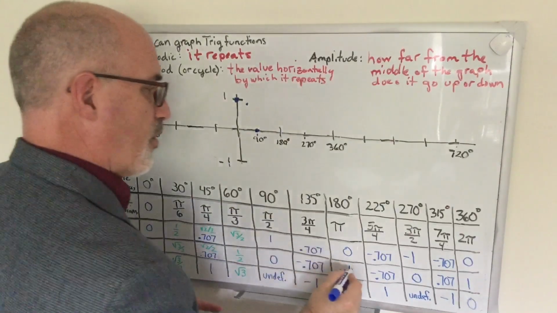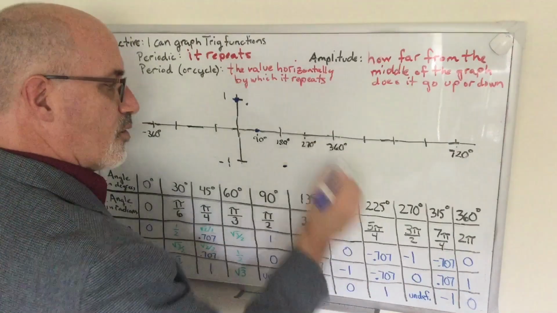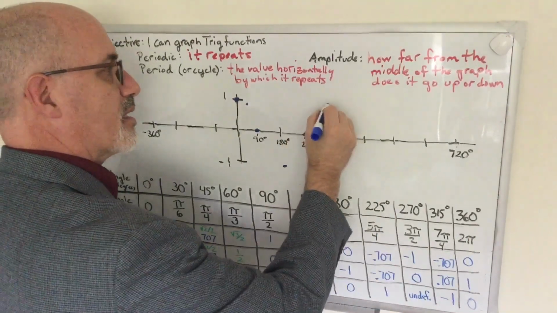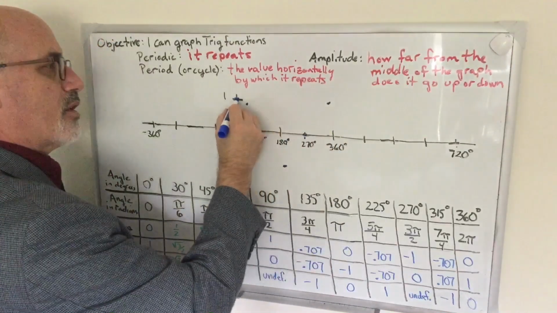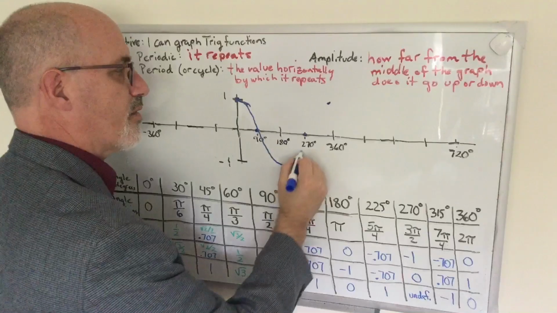And then we'll skip over to 180, it goes down to -1, and then it goes through 270, it goes through 0 again. And at 360, it goes back up to 1. Now, what I want you to notice on this chart is how repetitive this chart is.